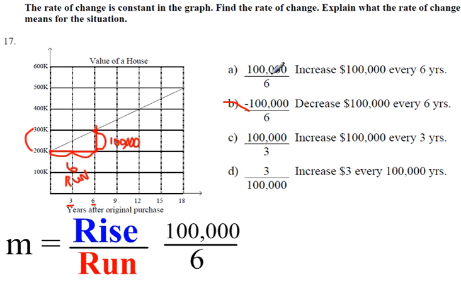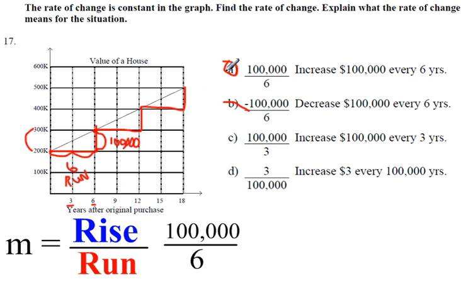So A, if you take a look at A, you have 100,000 over 6. That's good. It increases 100,000 every 6 years. So yes, it does. If you keep on drawing across at 6 years, it does increase 100,000. Another 6 years, it does increase 100,000. So A is your answer.